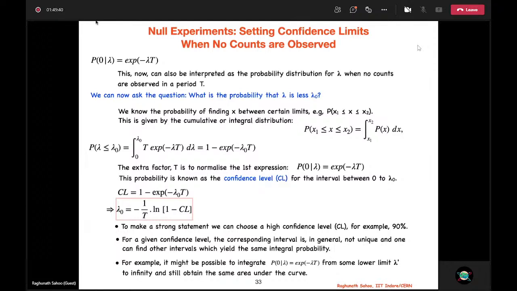Okay, so I have taken 0 to lambda 0, but somebody can take from lambda prime to infinity and get the same number. So this will be only modified. So you should look into the certain smaller interval.